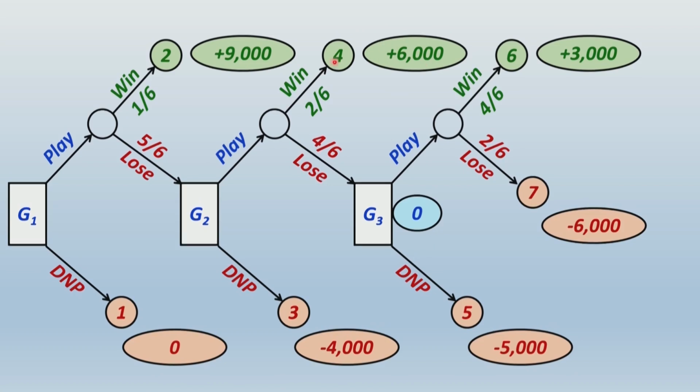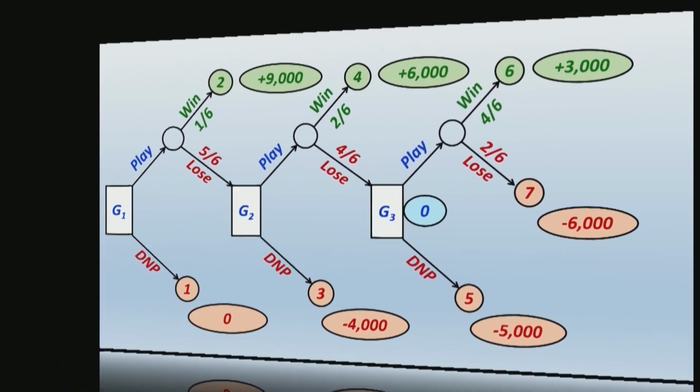So 6,000 into 2 by 6 plus 0 into 4 by 6 will be the monetary value if she plays, and the monetary value if she does not play is minus 4,000. So you compare the monetary value of both the decisions, play and do not play, and whichever is beneficial for the gambler, that she would choose for herself with respect to deciding whether game 2 should be played or not. So let me show that calculation to you.